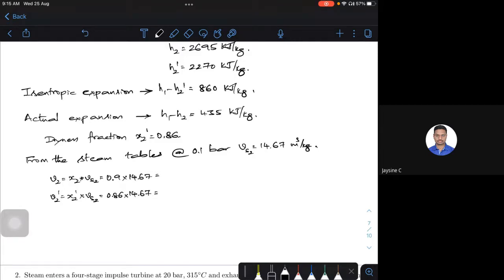So one is around 13.2 meter cube per kg. This is 0.86 into 14.67, which is 12.62 meter cube per kg. This is what we got from the steam tables.